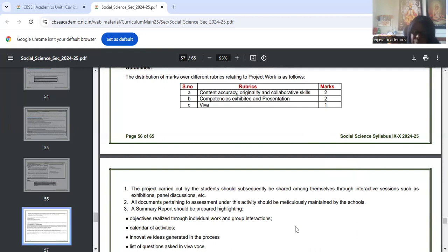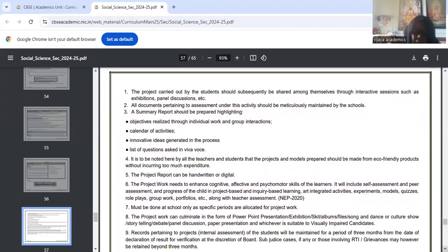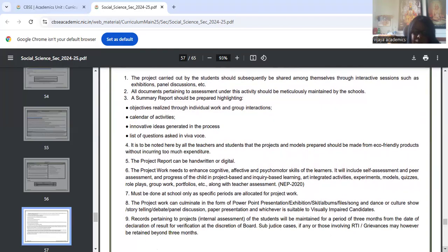A summary report should be prepared highlighting objective, realizing through individual work and group interactions, calendar of activities, innovative ideas generated in the process, and list of questions asked in Viva. It is to be noted by all the teachers and the students that the project and models prepared should be made from eco-friendly products without incurring too much expenditure. The project report can be handwritten or digital.